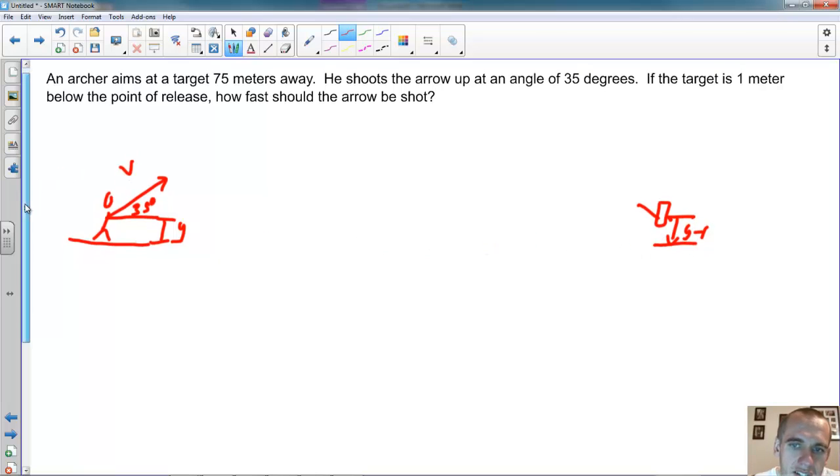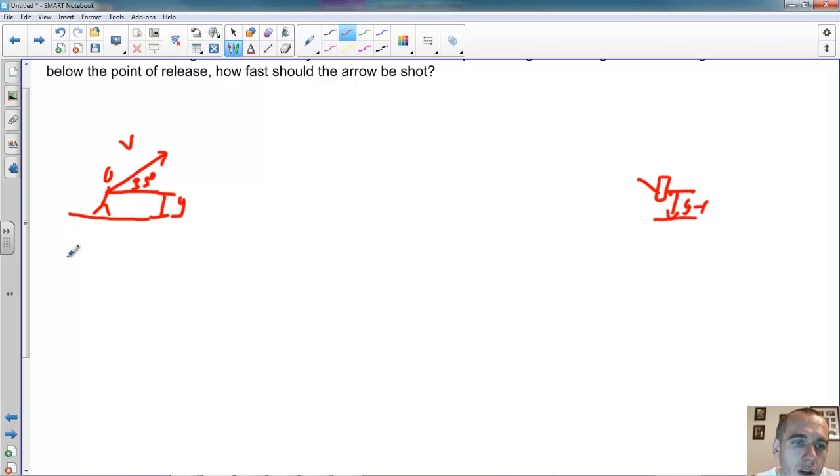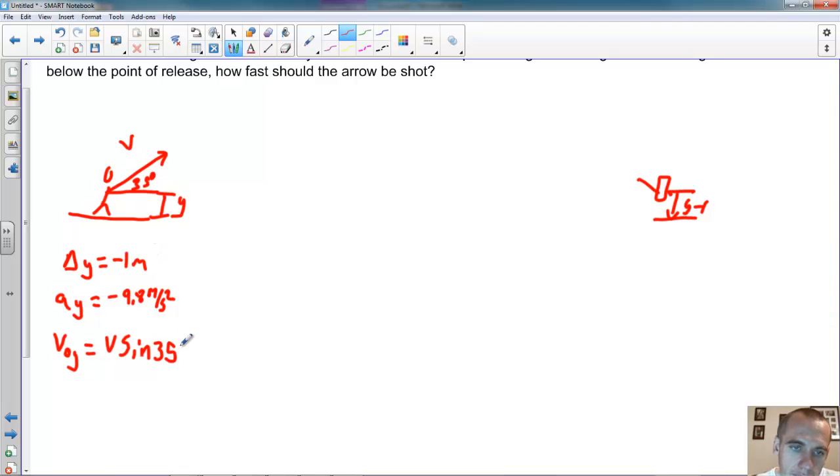Okay, so let's go ahead and see what I know. I know a change in position in y. Change in position in y is negative 1 meters. Okay, I know the acceleration in y is the acceleration due to gravity, negative 9.8 meters per second squared. That's pretty much all I know in y. I do know one other thing, I guess. I could say v naught in y is equal to v, whatever it is, times the sine of 35 degrees, since it is the opposite side of that triangle.